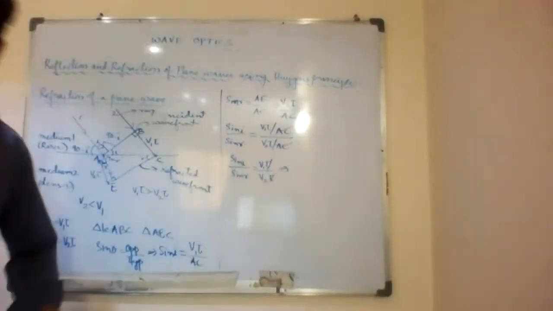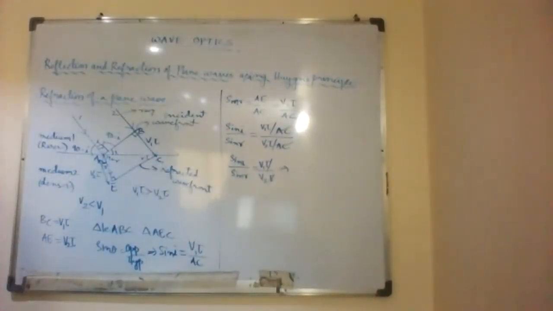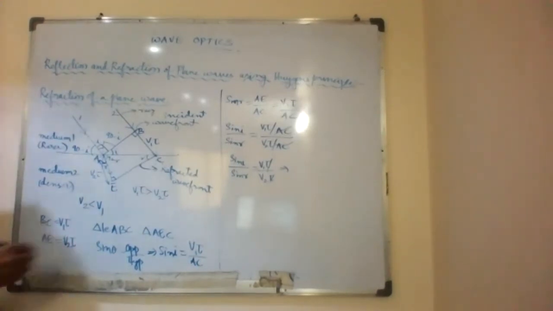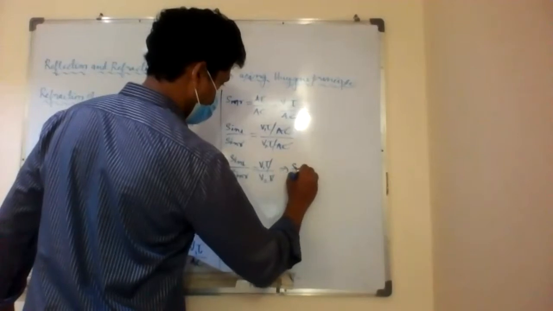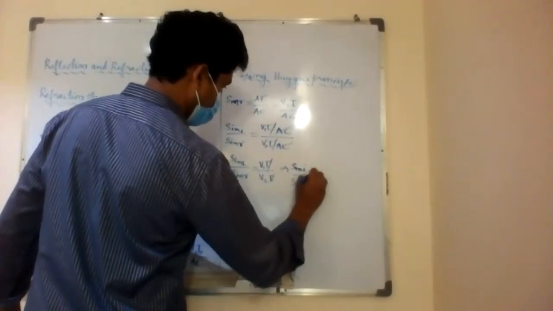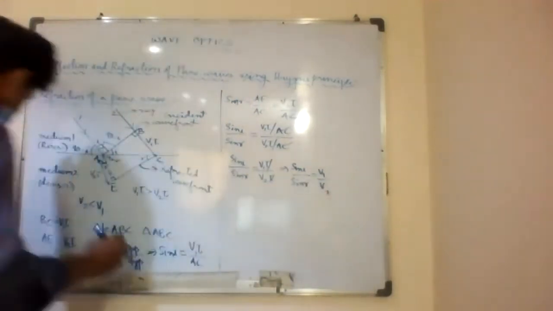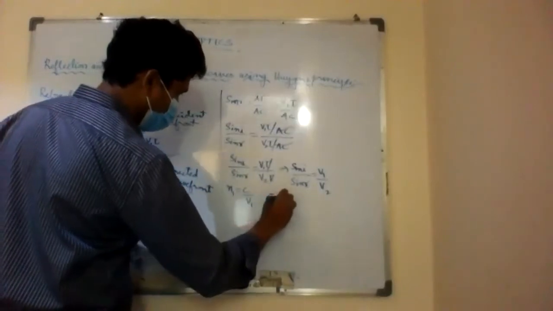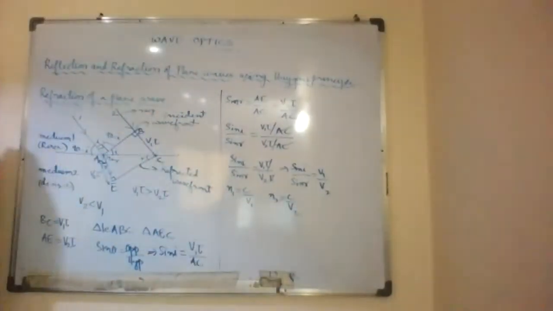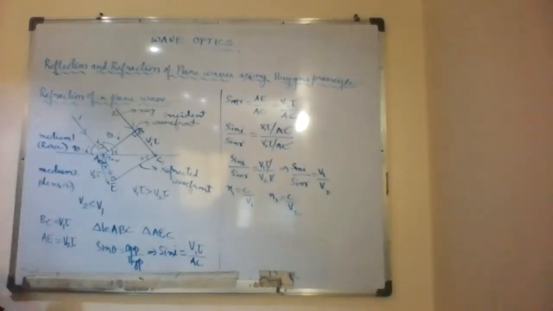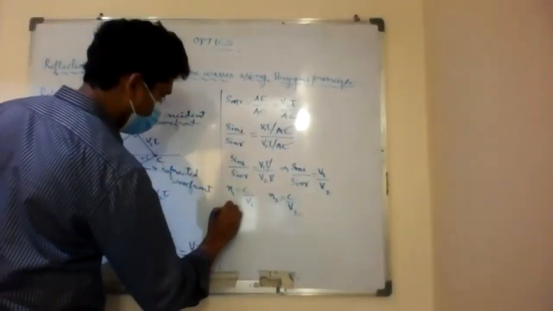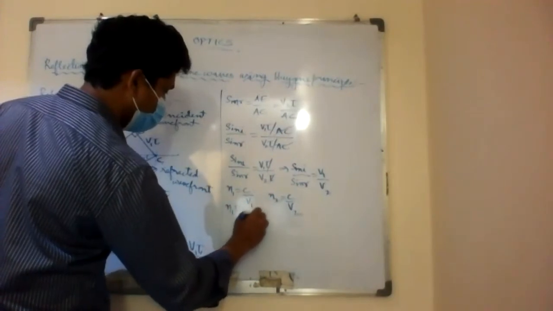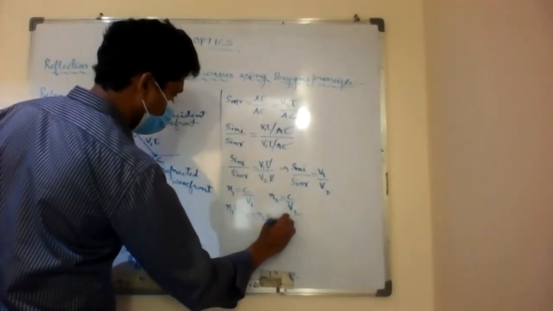So what did we get? V2 sin I is equal to V1 sin R. Sin I by sin R is equal to V1 by V2. And also we know that N1 is equal to C by V1 and N2 is equal to C by V2, the refractive index formula. Now we also have one more formula: N1 sin I is equal to N2 sin R.